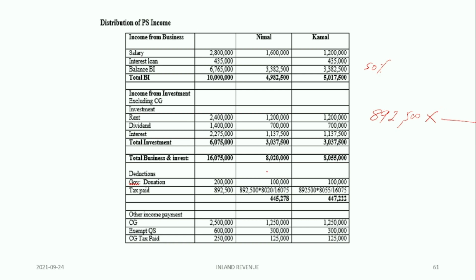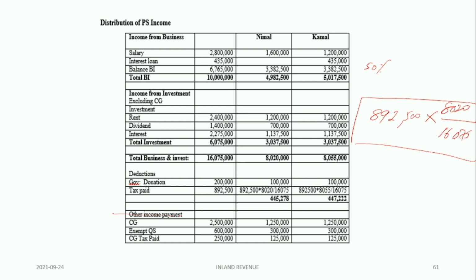Now Nimal gets 8,020,000 and our total partnership income is 16,075,000. So this is the ratio that the tax credit is given to Nimal, and the ratio for Kamal is given here. Kamal is getting 447,222. Nimal is getting 445,278.